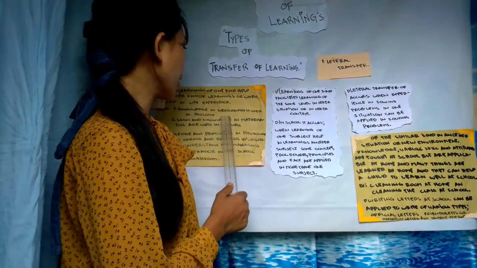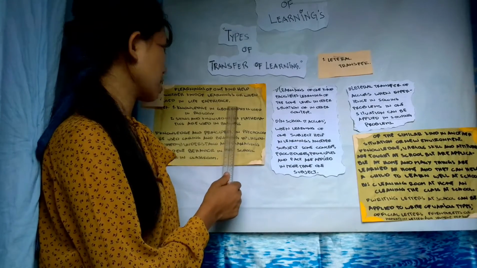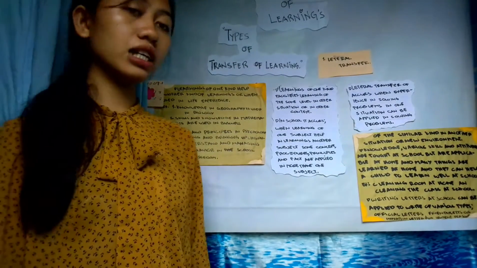So after you know the meaning of transfers of learning, now we will proceed to the types of transfers of learning. We have two types of transfers of learning, which are positive and negative. So first, what is positive transfers of learning? Positive transfer of learning is when learning one thing can help another kind of learning or can be used in a life experience. For example, your knowledge in geography can also be used in biography, or your skills or knowledge in mathematics can also be used in business.